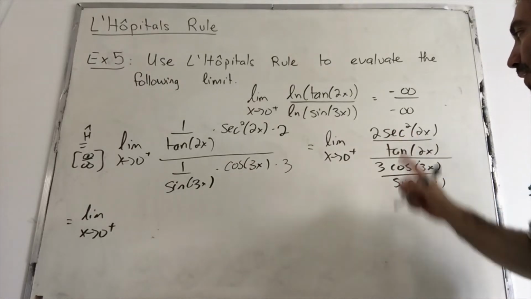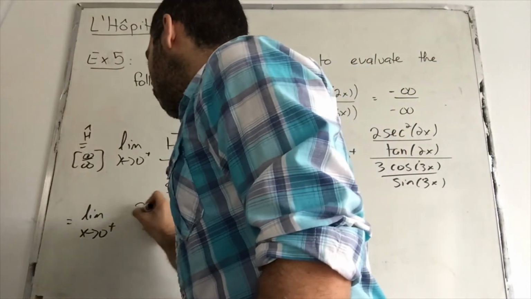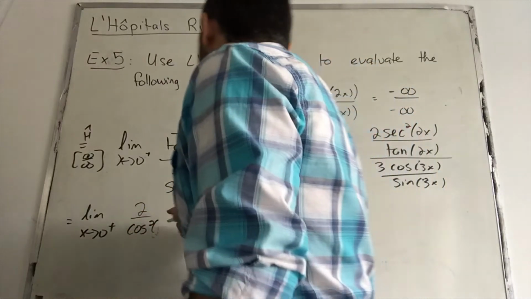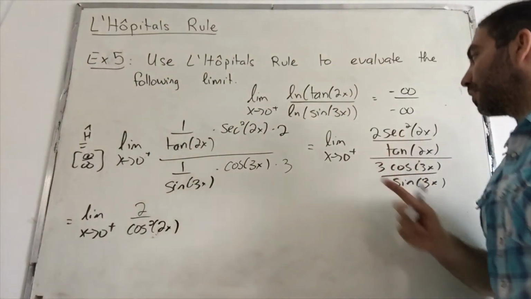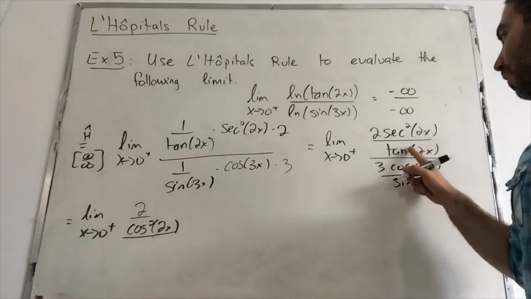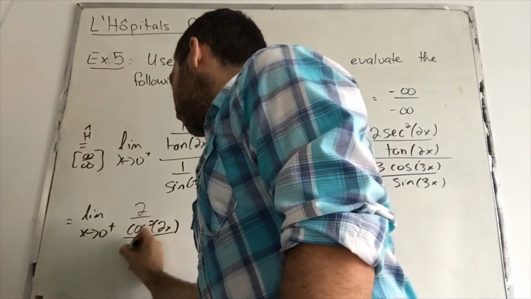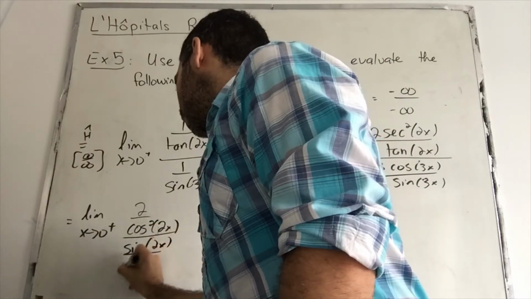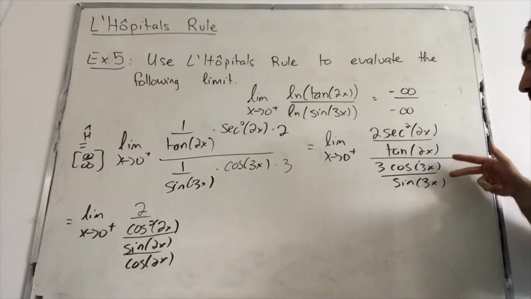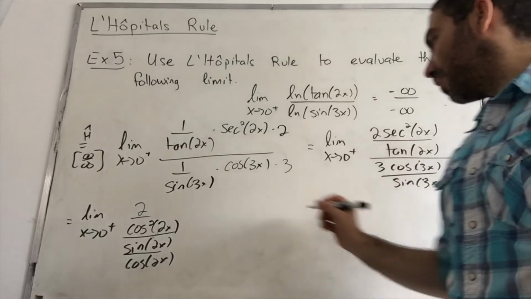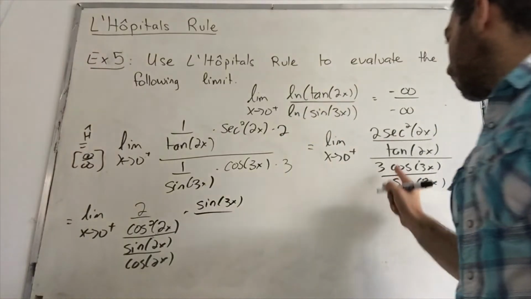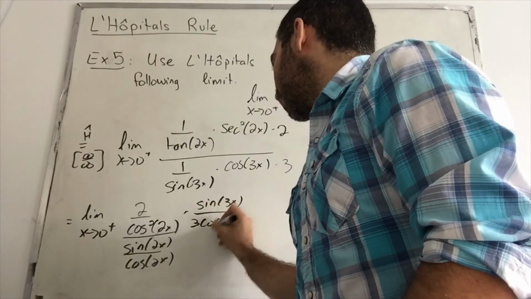So 2 times secant squared is just 2 over cos squared of 2x. The reciprocal of secant is cos, and then tan is sine over cos, sine of 2x over cos of 2x, and at the same time we took the reciprocal of this, we multiplied it and flipped it, so times sine of 3x over 3 cos of 3x.